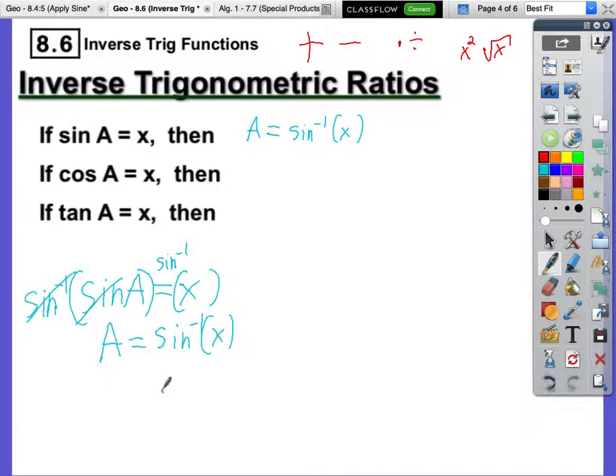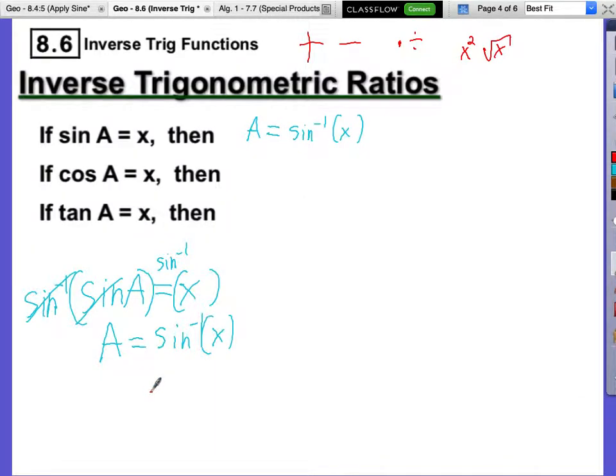If I have, just say, x squared is equal to 64. I want to undo this square to get to the x, right? Just like I wanted to undo sine to get to angle A if we were finding the angle, I would have to undo the square to get to x.